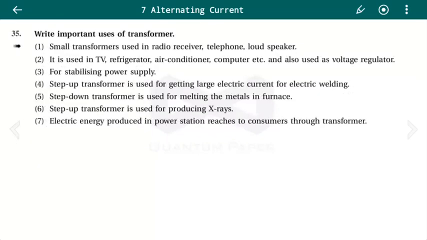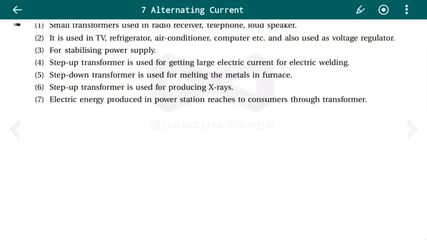Now let us see some of the important uses of the transformer. Small transformers are used in radio receivers, telephones, loudspeakers. It is used in TV, refrigerator, air conditioner, computer, etc., and also used as voltage regulators. It is used for stabilizing the power supply, because as we know, its function is to get the desired voltage. So it can be used as a stabilizer.